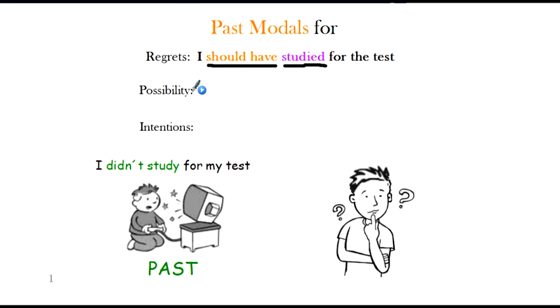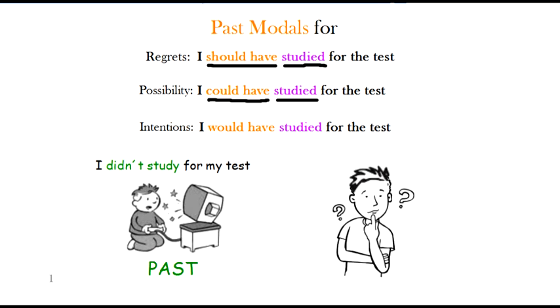Should have. Possibility, okay? We use could, and the past modal could have. So there's the past modal. I could have studied for the test. Again, the past participle studied. Very good. The last one we looked at were intentions. As a past modal, I can use would. Would have is the past modal. I would have studied for the test. Again, there's my past participle. Okay? Now, these are the past modals, and we use them for regrets, possibility, and intentions.